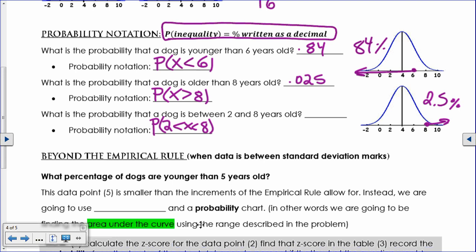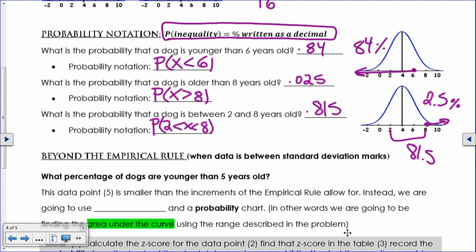Okay. So in this picture, they want between 2 and 8. What's the percentage for that? 81.5. You can add the 68 plus 13.5, or 34 plus 34 plus 13.5. How would I write that as a probability, though? 0.815. Never round. Not ever, ever, ever round for probability. Alright, so everybody see how I can write it in notation and find the probability based on the percentage?